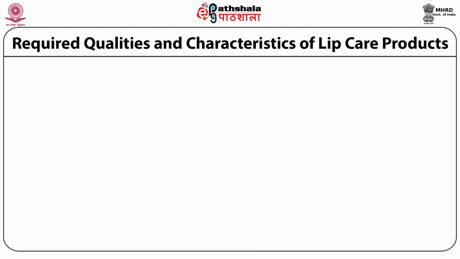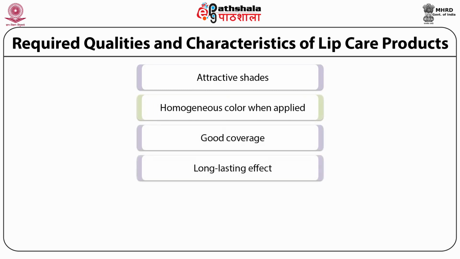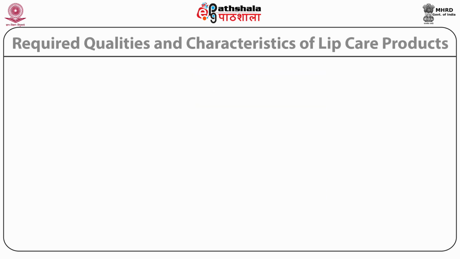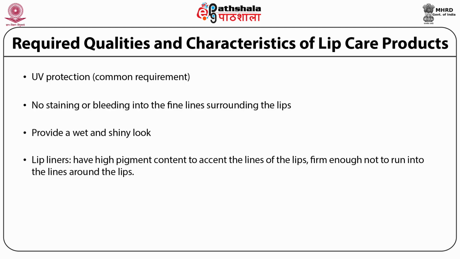The required qualities and characteristics of lip care products include attractive shades, homogeneous color when applied, good coverage, long-lasting effect, pleasant taste and smell, easy to apply, UV protection, no staining or bleeding into the fine lines surrounding the lips, providing a wet and shiny look. Lip liners should have high pigment content to accent the lines of the lips. They should be firm enough not to run into the lines around the lips. And lip balms should moisturize the lips and prevent them from chapping.